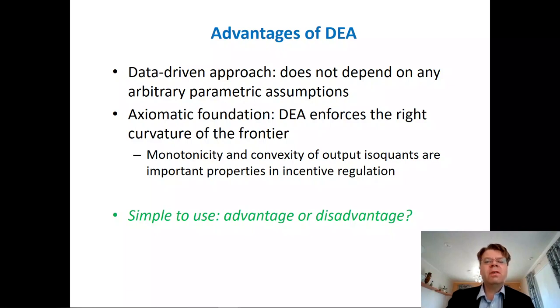It might also be a disadvantage, because the fact that you can just upload data, press the button and get efficiency scores can also lead to a lot of stupid applications of DEA. In my impression, DEA has also gained a lot of bad reputation with this kind of naive applications where DEA is actually not really a useful approach. So the simplicity can be an advantage, but also a disadvantage, depending on the application.